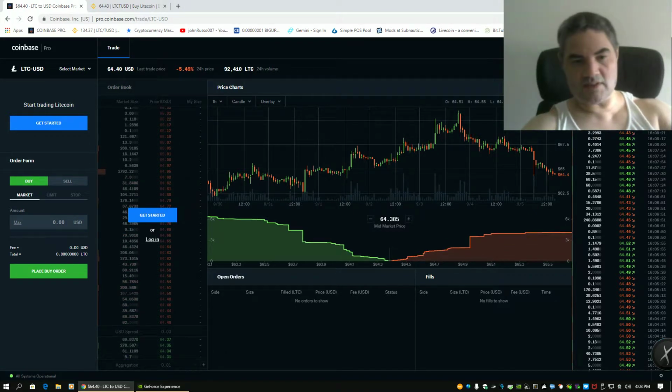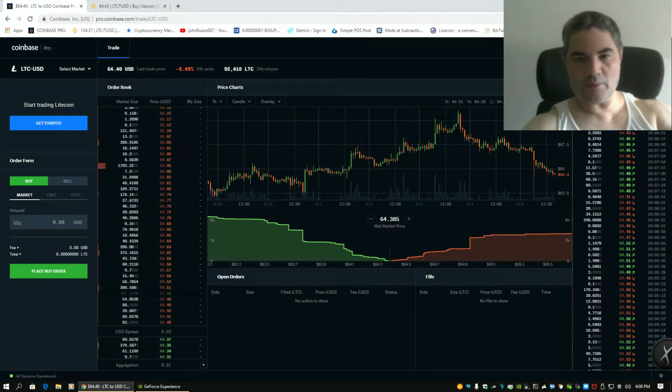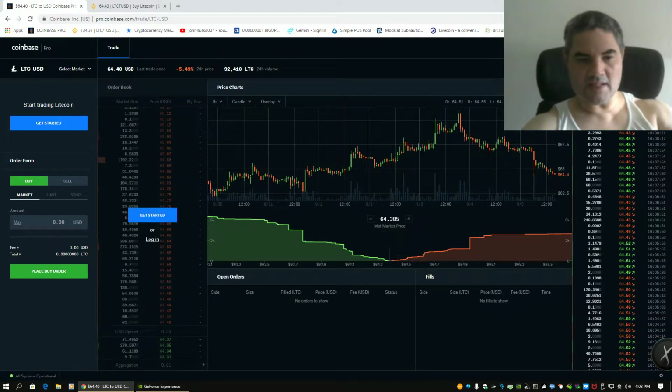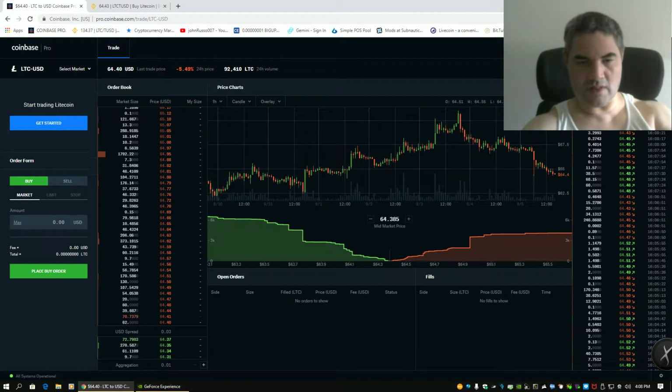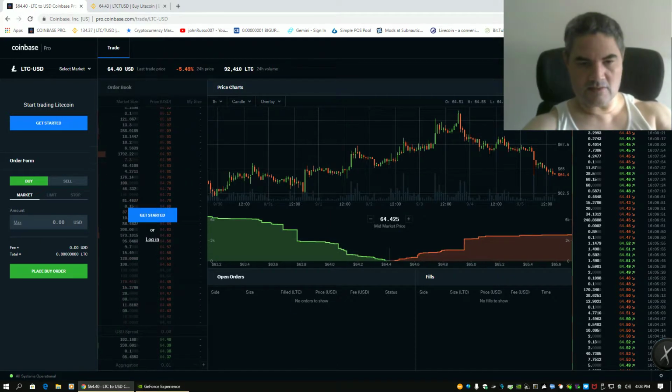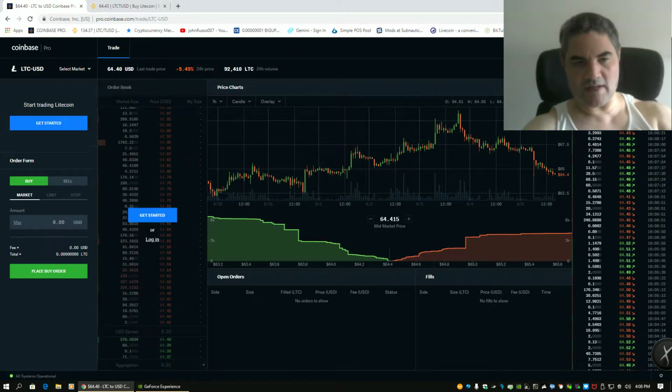You see where this USD spread is? That's where the mid-market price lies, between these two trades. They're the fulcrum. You see the 64.38? It's right between these two trades. And they could change the mid-market price by manipulating these two trades.